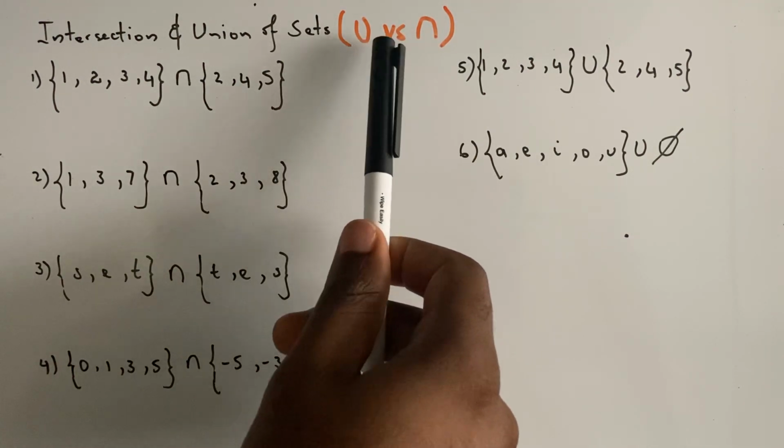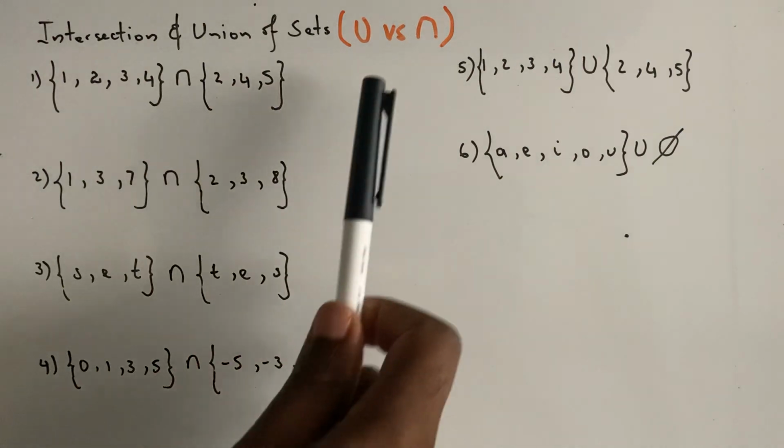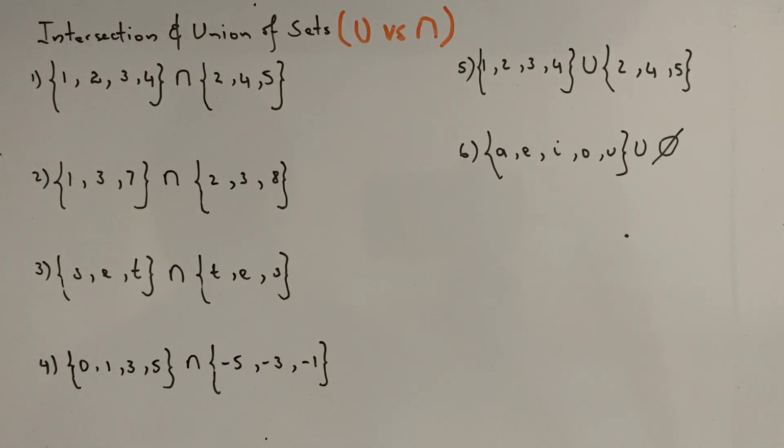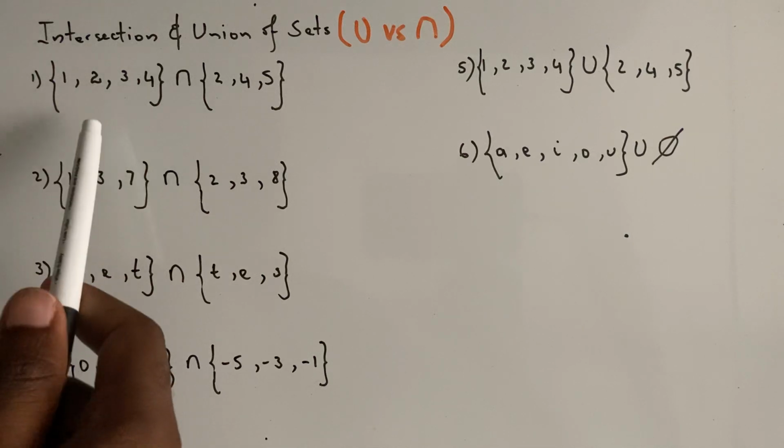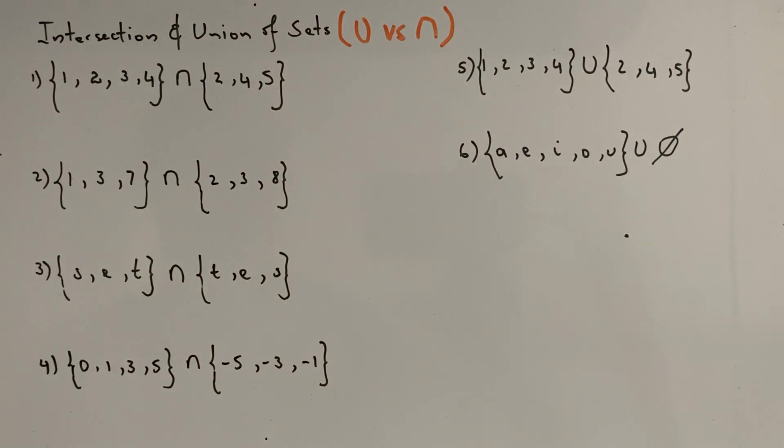And union is this symbol here, like the U. Union means you put everything together without repeating something. If you have one term or one symbol, one letter, one number, whatever it is, you do not repeat it. But you have to put everything together. For intersection, you just put what they have in common. So let's go and solve these together.